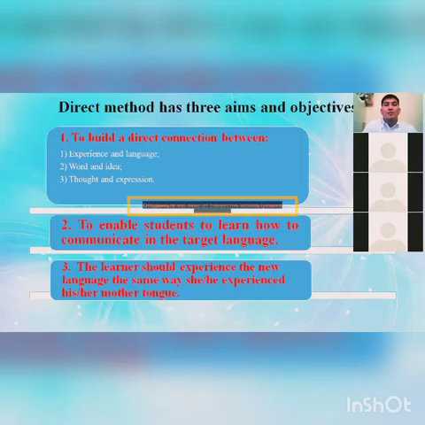So here we have direct method aims and objectives. The first is to build a direct connection between experience and language, word and idea, thought and expression. So here we have thought and expression. It means to think in that language. Experience is to connect the real life of students with the language, which was not known in grammar translation. And word and ideas, the same.